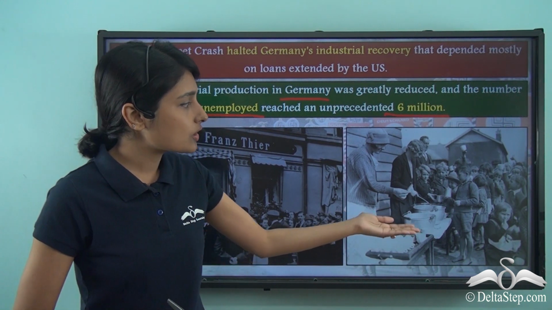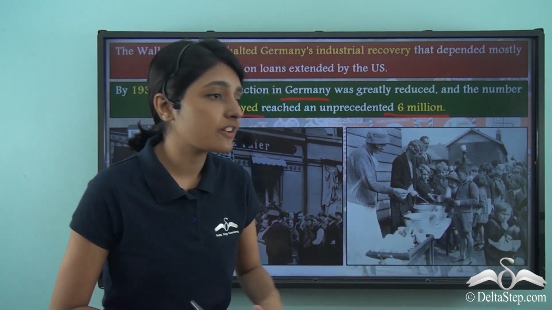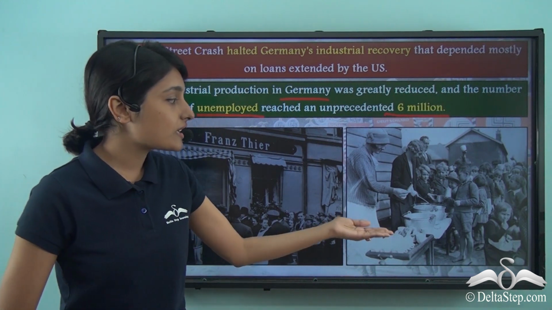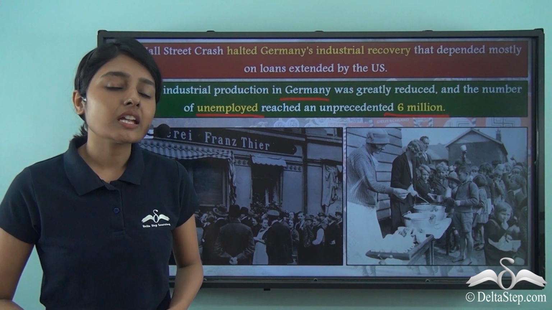The masses were not able to feed themselves. Here you can see how so many children have queued only to get free soup. This is what Germany was reduced to in the interwar period.